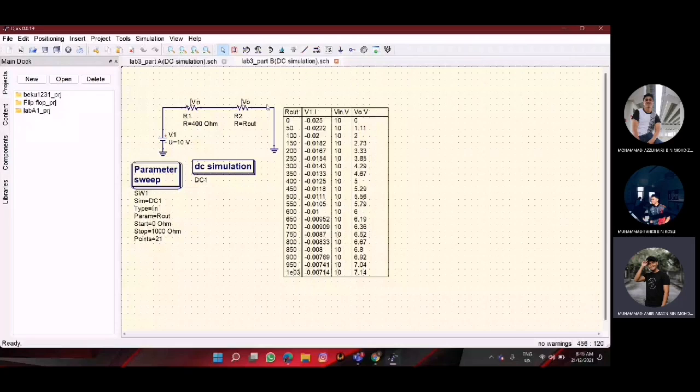And here you can look at the value of V out. When the R becomes 100 ohm, the value of V out will be 2 volts. That's all from me. Thank you.